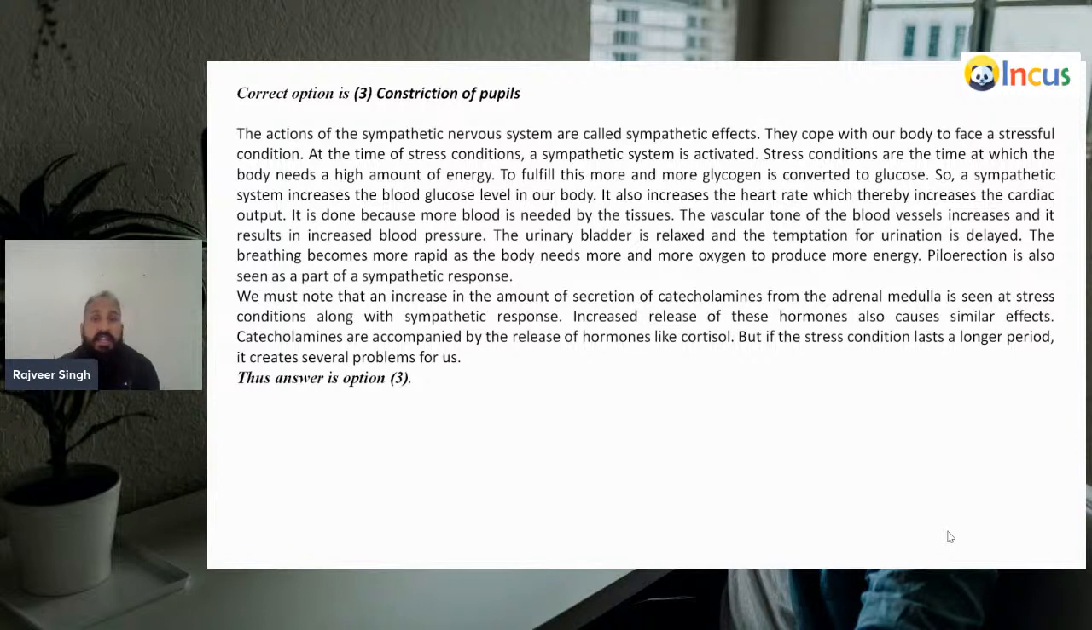We must note that an increase in the secretion of catecholamines from the adrenal medulla is seen in a stress condition along with the sympathetic response. Increased release of these hormones also causes similar effects. Catecholamines are accompanied by the release of hormones like cortisol, but if the stress condition lasts for a longer period, it creates several problems for us. So our answer, third, is the constriction of the pupils.